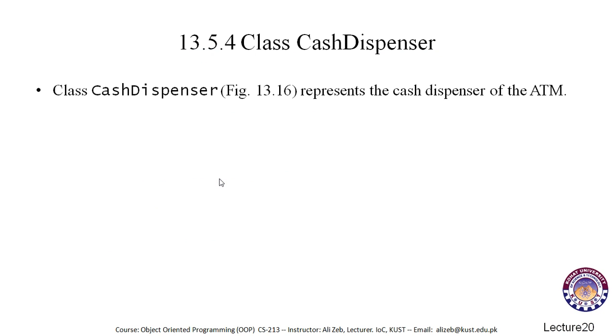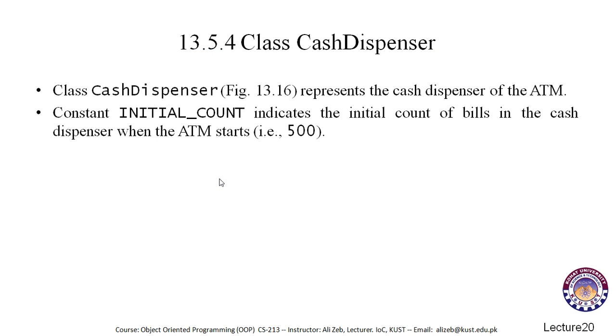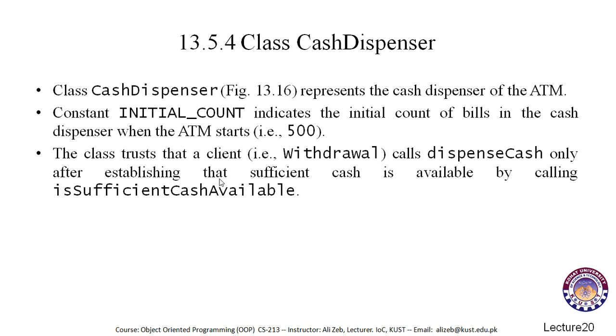The class CashDispenser represents the cash dispenser of the ATM. It will have an initial count that indicates the initial number of notes that the cash dispenser has. The class trusts that a client calls dispenseCash only after establishing that sufficient cash is available by calling isSufficientCashAvailable. Is sufficient cash available?